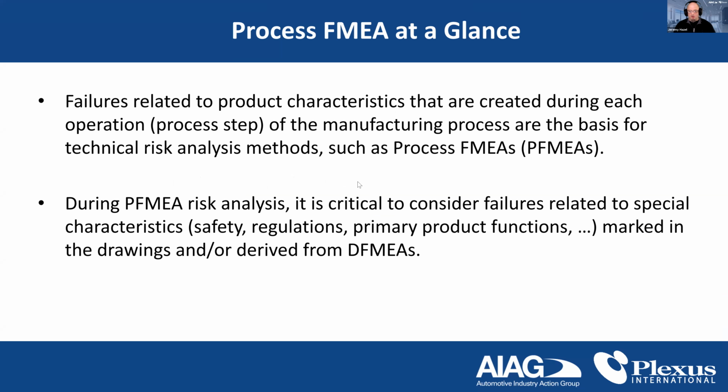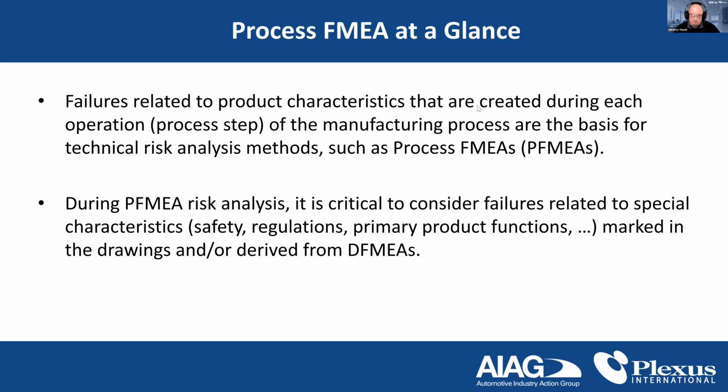So as an example, with the process FMEA, what the process FMEA is trying to do, it looks at product characteristics that are created during the operation, and then we take a look and assign a technical risk analysis, such as PFMEA. And what we are trying to do is put first things first and focus on failures, let's say, that are related to special characteristics. So really that's what FMEA is trying to do at a glance.